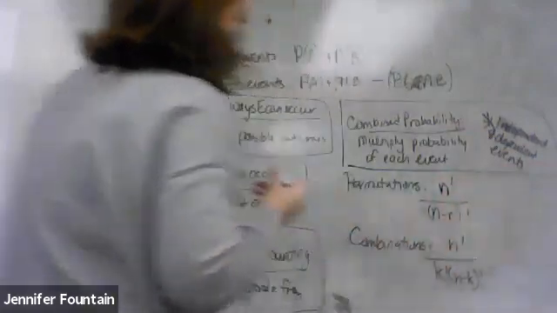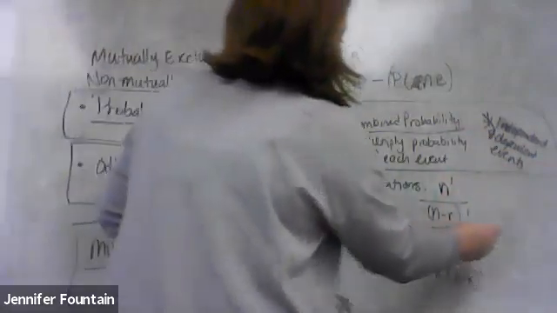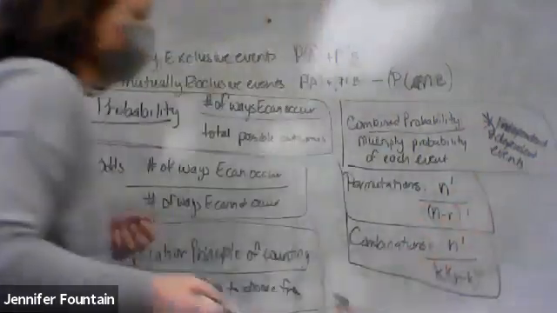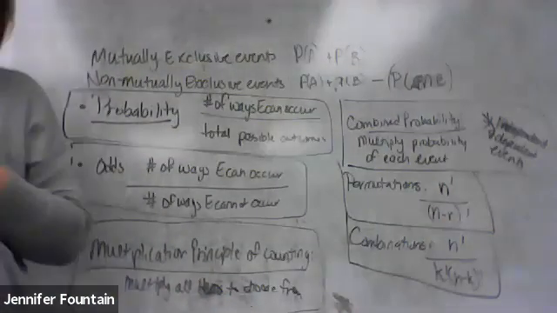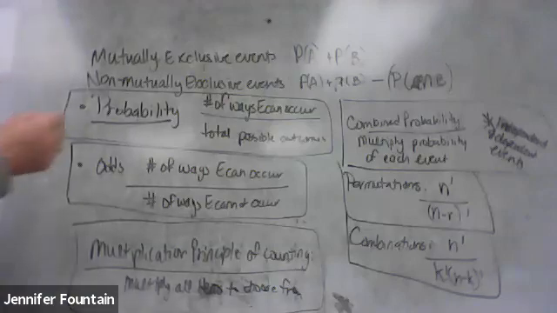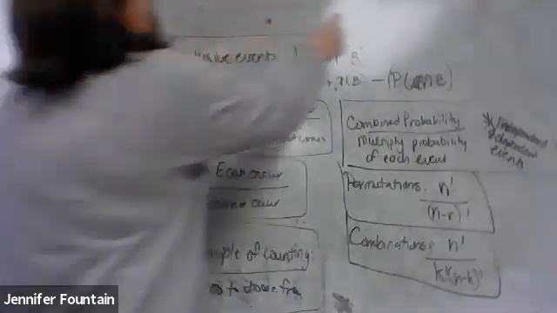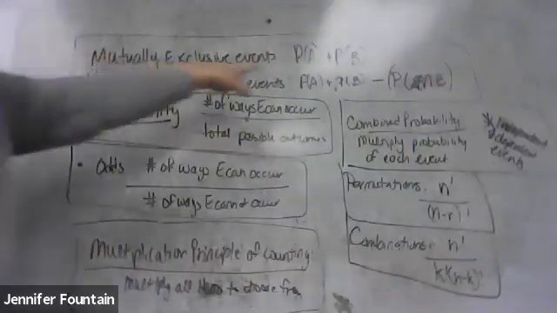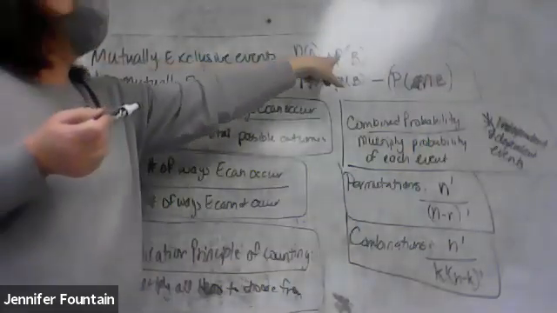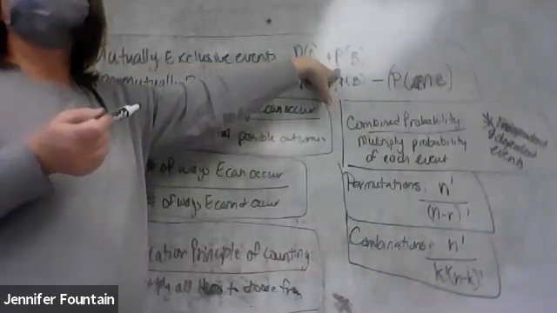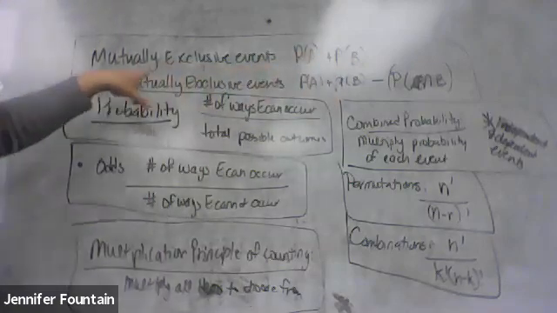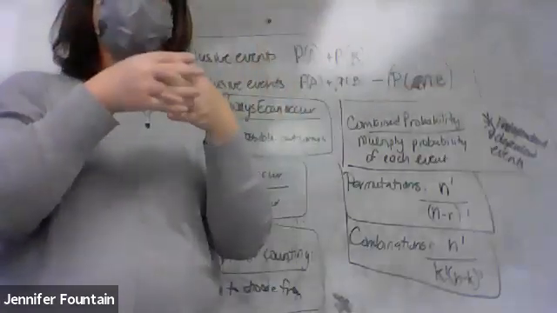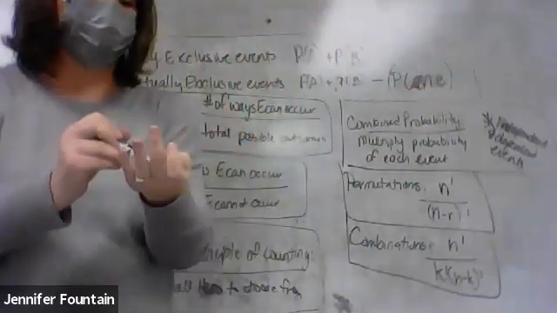So we said permutations: I have n factorial over n minus r factorial. Combinations: n factorial over k factorial times n minus k factorial. And then we have mutually exclusive events and non-mutually exclusive events. Where mutually exclusive, I just take the probability of A happening plus the probability of B, add them together. Non-mutually exclusive, I add them together, but then I have to subtract when they both happen at the same time, okay?